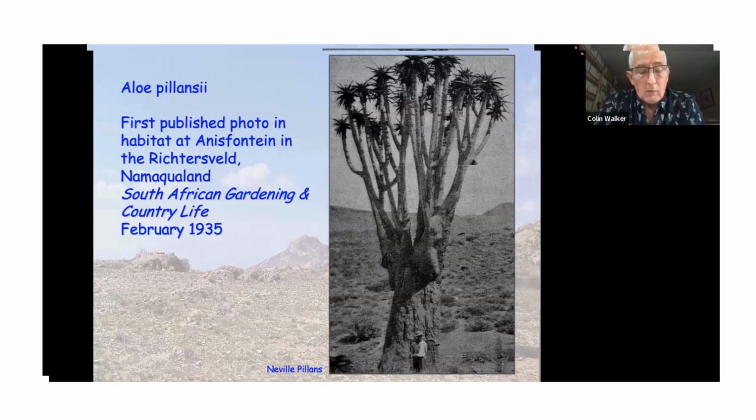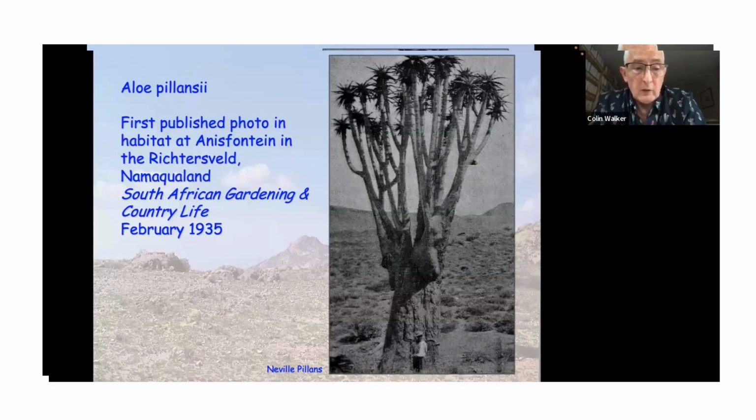We're now looking at another tree aloe. Here we have an image published in 1935. Neville Pillans was quite a famous South African botanist. He discovered another tree aloe in 1926 at Cornell's Kop in the Richtersveld. And in 1928, Louise Guthrie named this Aloe pillansii in honor of Neville Pillans. She just published a very short Latin description, no image.